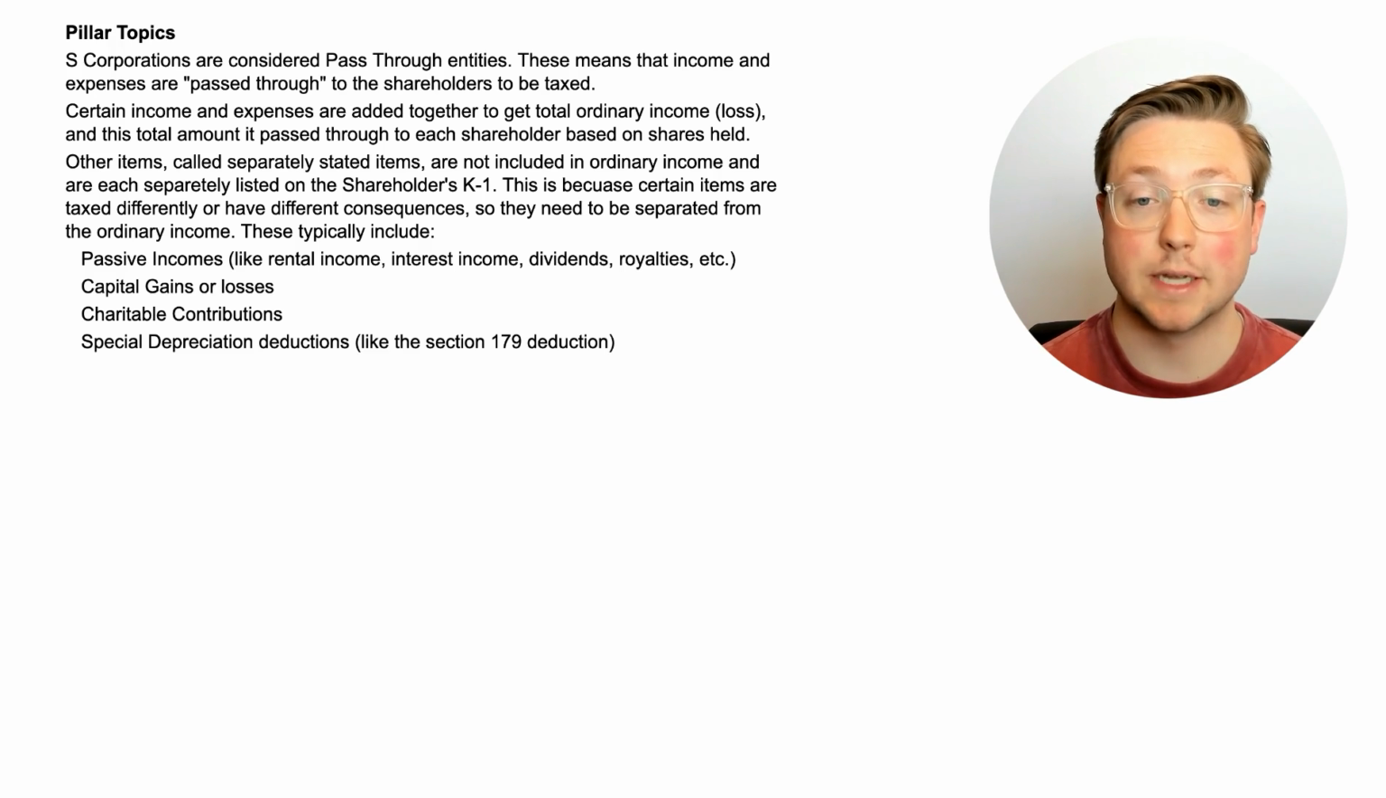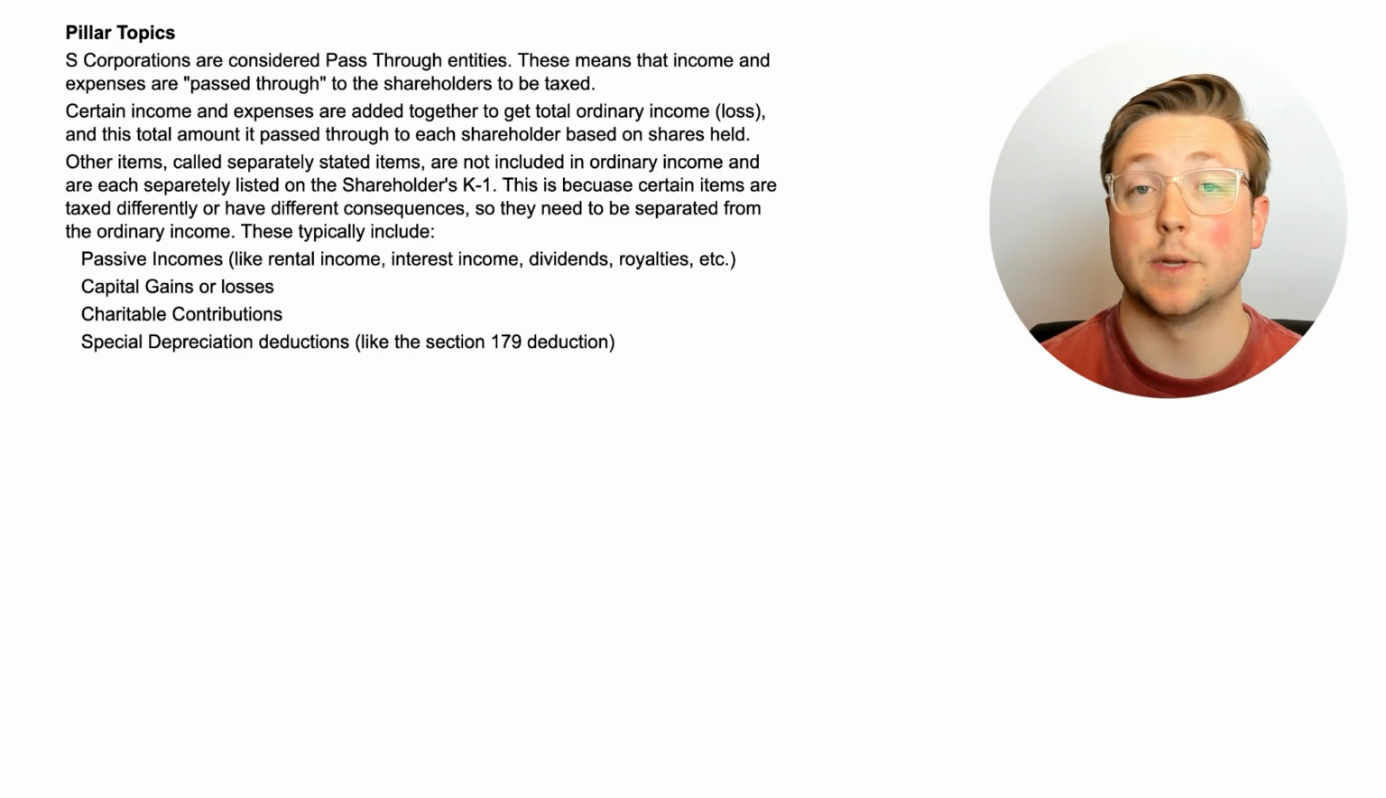S corporations are considered pass-through entities. This means that income and expenses are passed through to the shareholders to be taxed at their level. Certain income and expenses are added together to get total ordinary income or loss, and this total amount is passed through to each shareholder based on shares held. Other items called separately stated items are not included in ordinary income and are each separately listed on the shareholder's K-1. This is because certain items are taxed differently or have different consequences, so they need to be separated from the ordinary income. These typically include passive income like rental income, interest income, dividend income, royalties, capital gains or losses, charitable contributions, and special depreciation deductions, specifically like the Section 179 deduction.